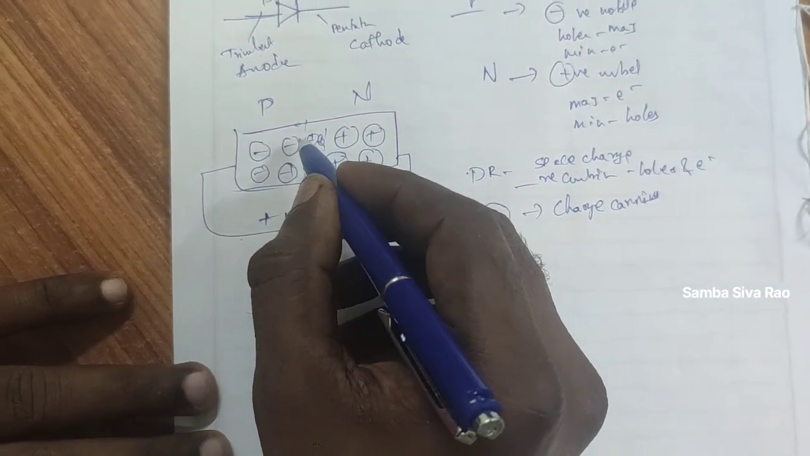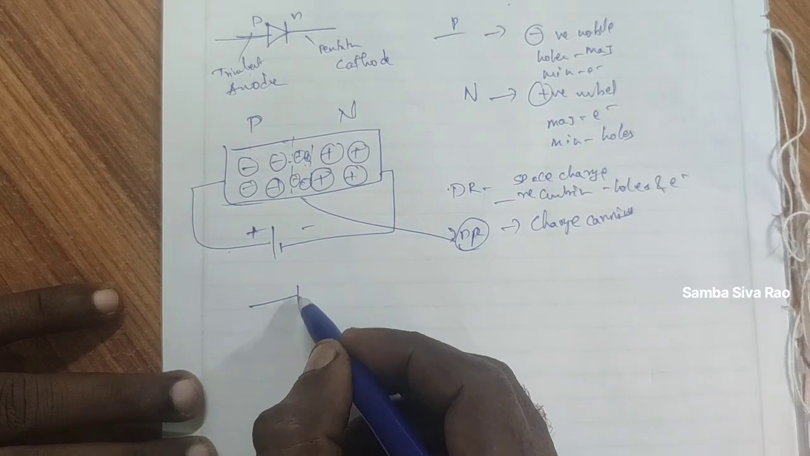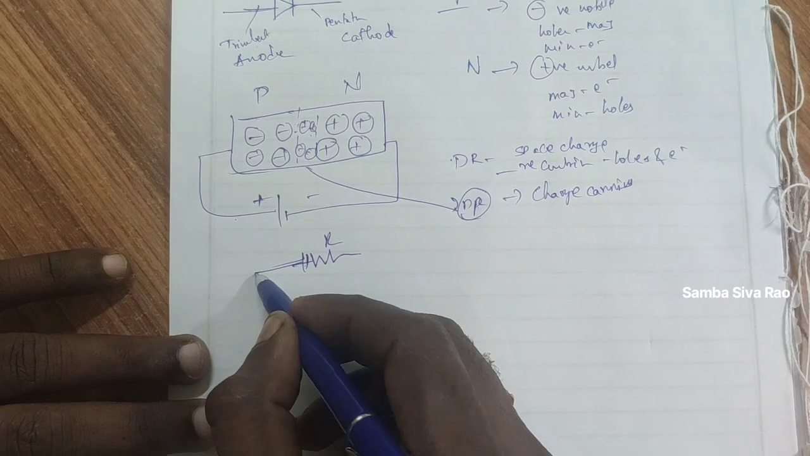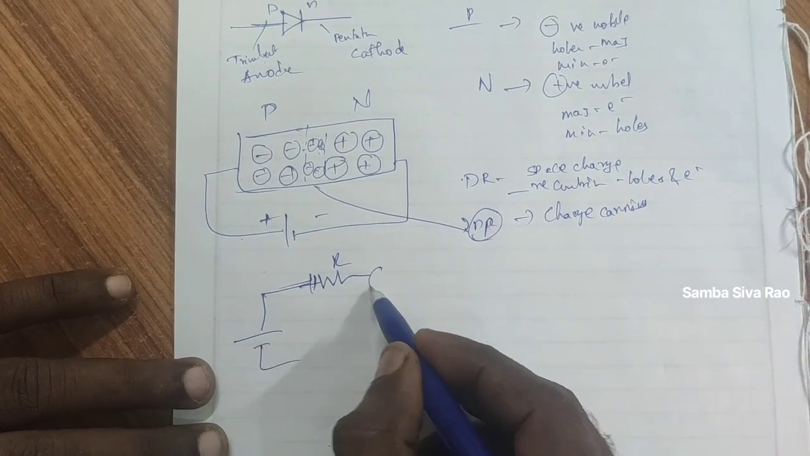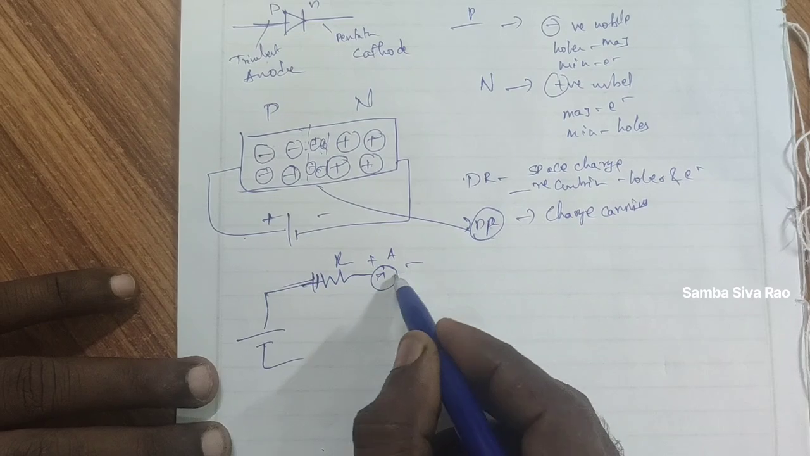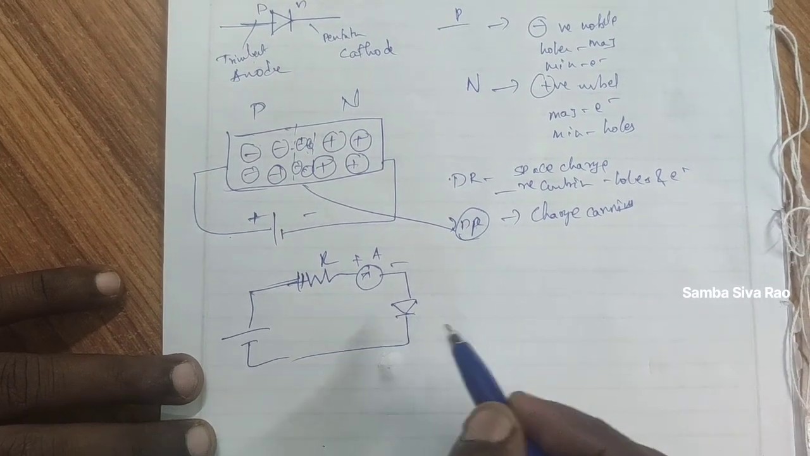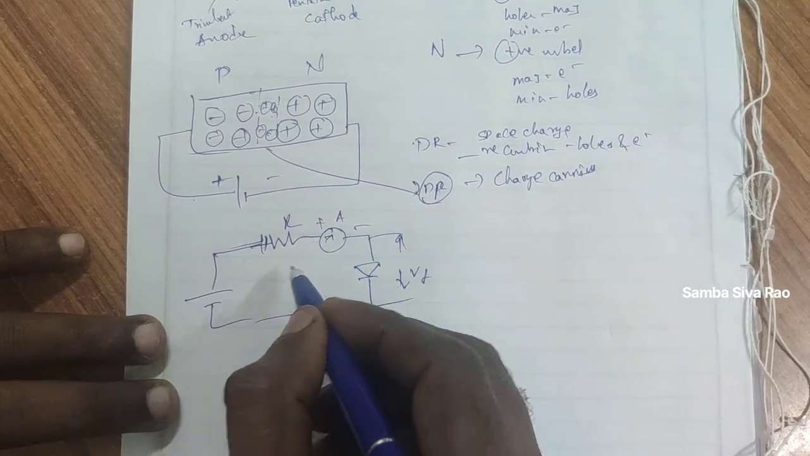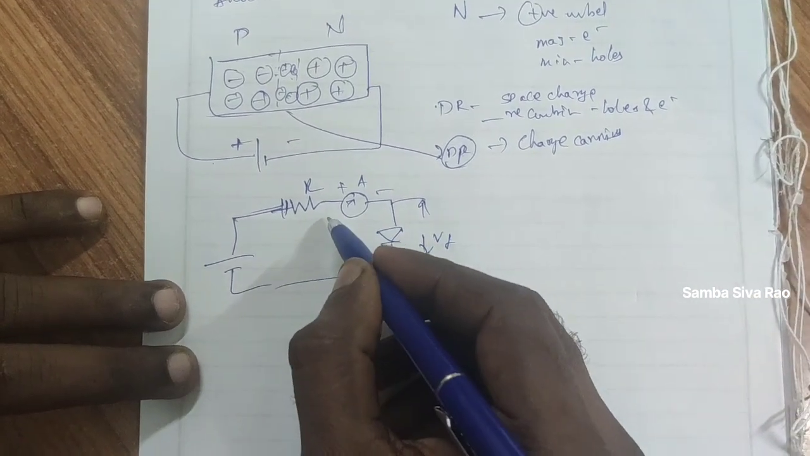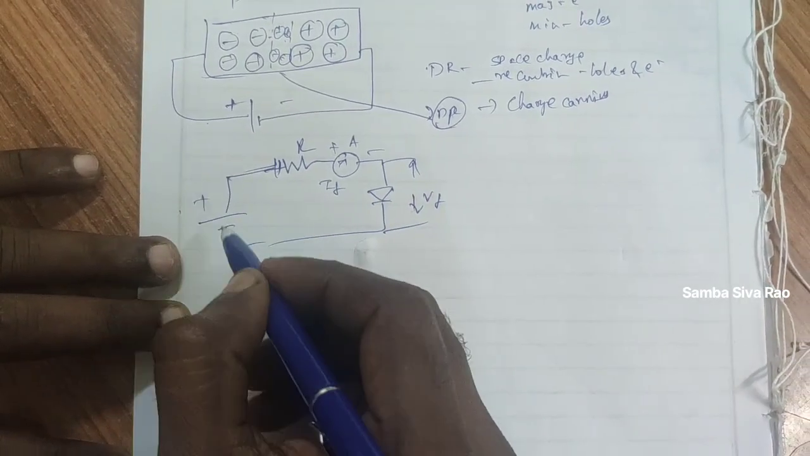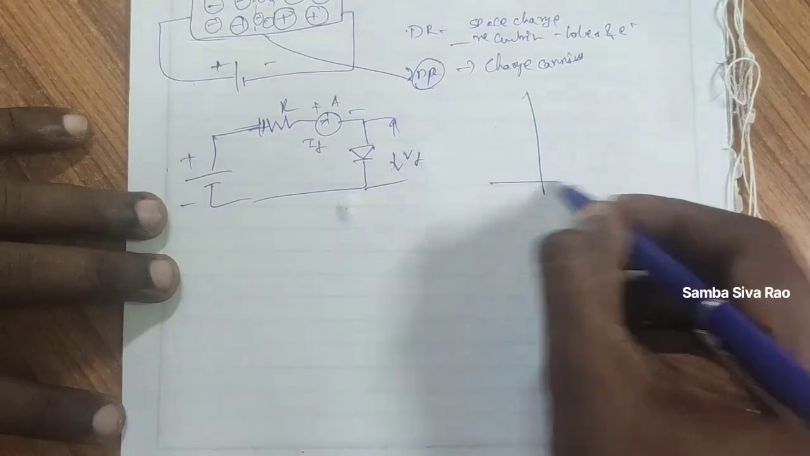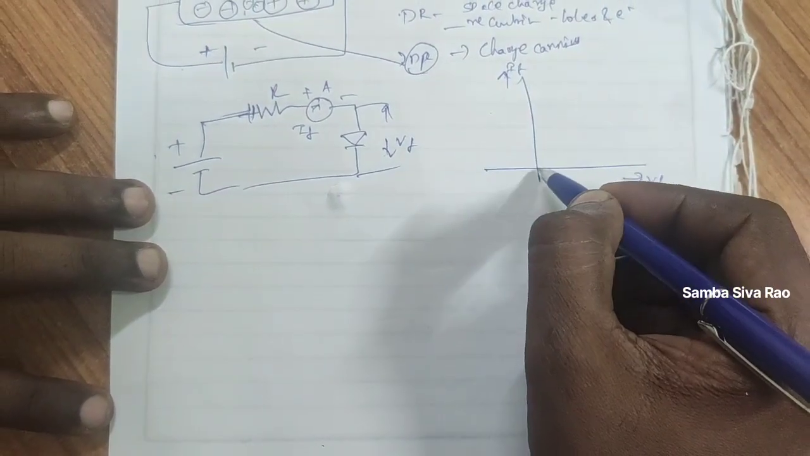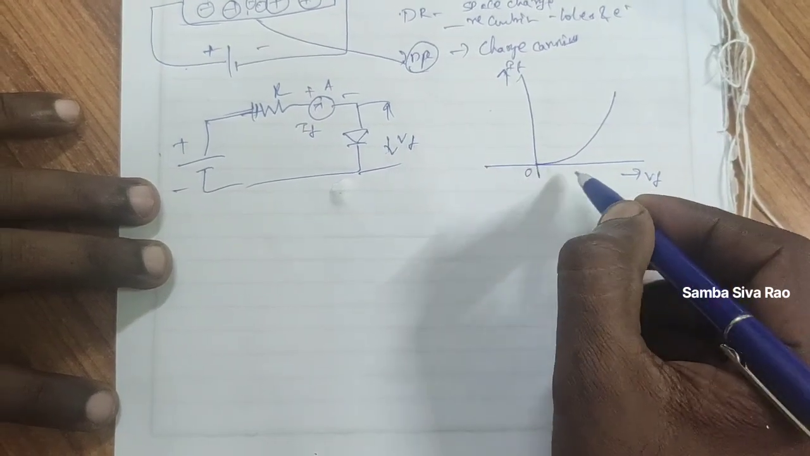Next, by simply connecting a diode, you have to place a resistor R. Again, giving a supply voltage, the ammeter is placed over here, and the diode is connected over here. We measure the voltage across the diode, Vf, and the current, If. In this, we take forward voltage along the x-axis and current along the y-axis. A graph is obtained.